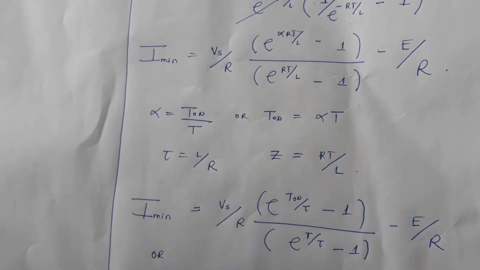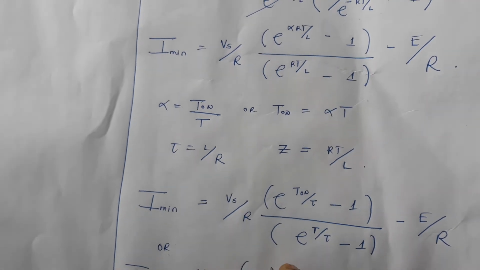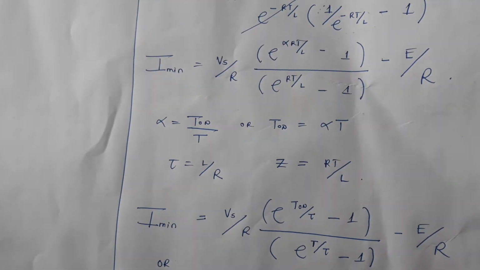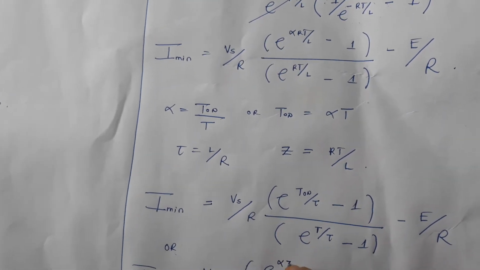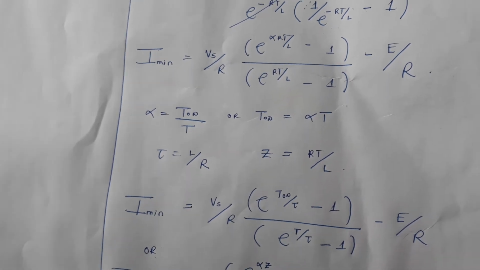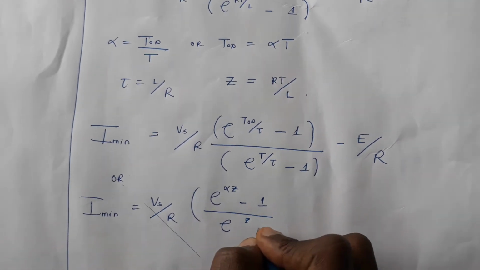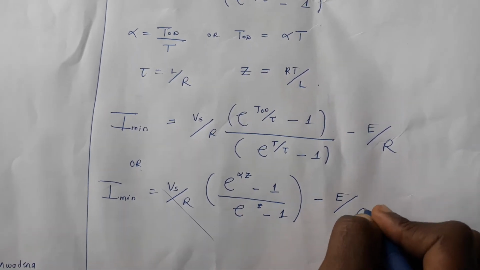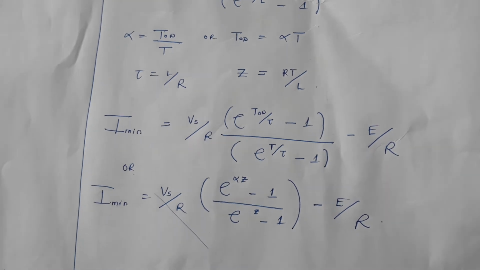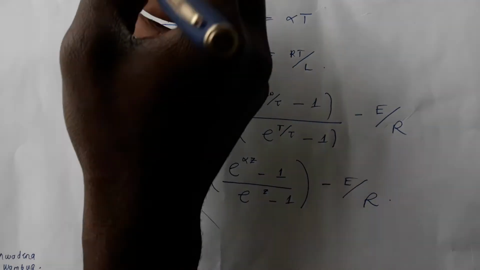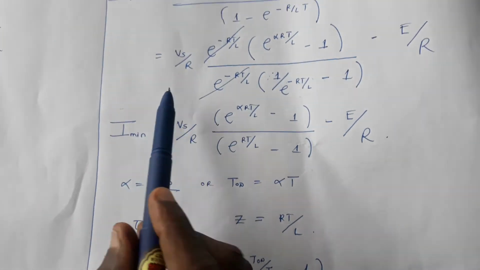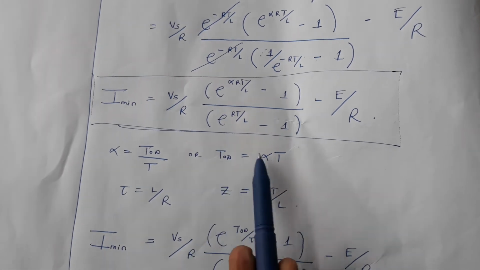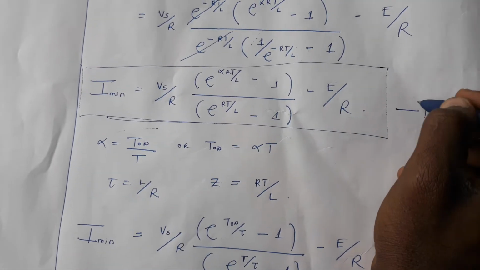Or Imin is equal to Vs over R, exponential alpha Z minus 1, over exponential Z minus 1, minus E over R. So all these are forms, but I prefer using this first form. It is also good to know what the time constant and these ones are. So this is the expression for Imin.